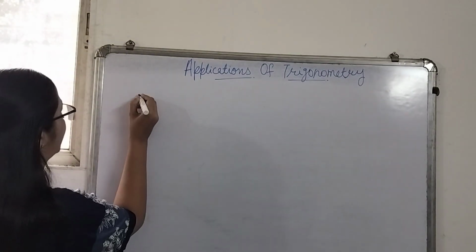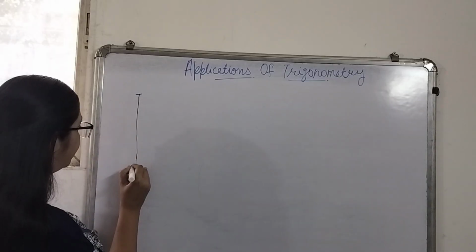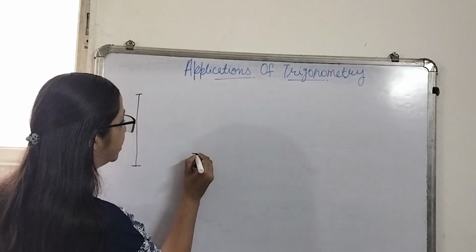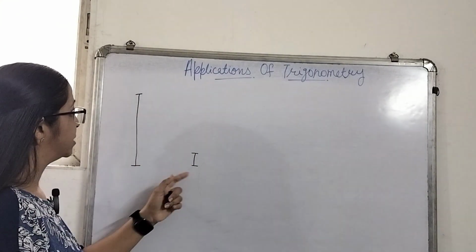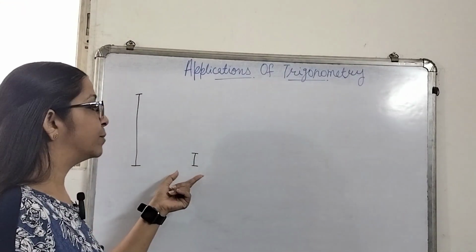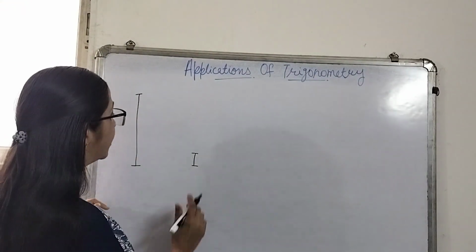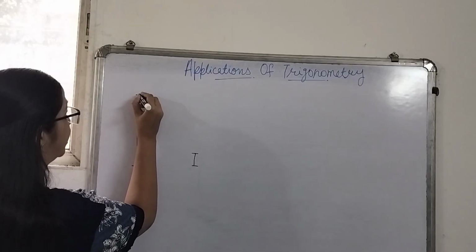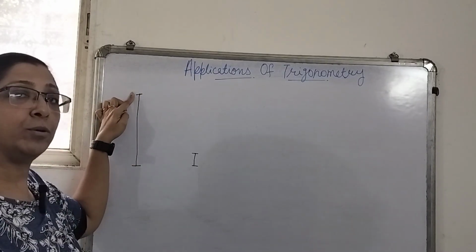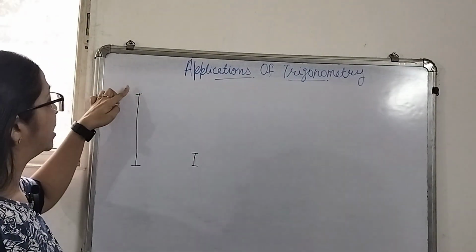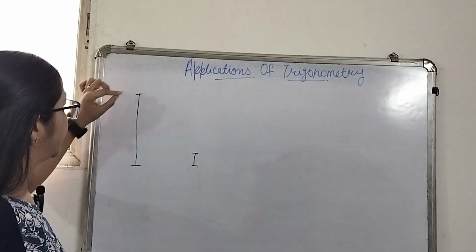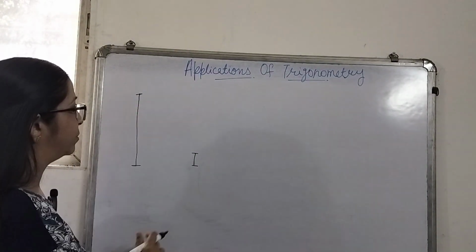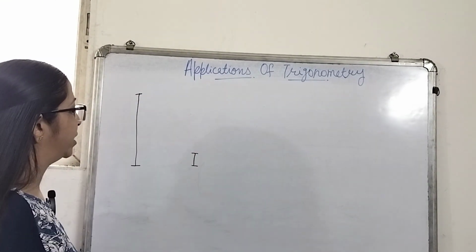Suppose I'm taking the example of a building. Suppose it is a tall building and some observer is here. At some distance from the foot of the building, some observer is standing, and the observer is watching something at the top of this. Some object is lying at the top of the building, or he is observing the height of the building.